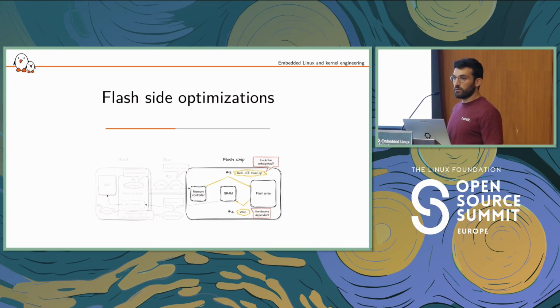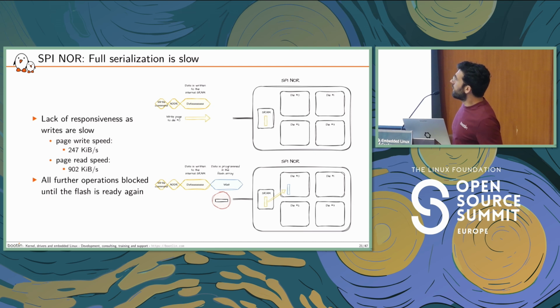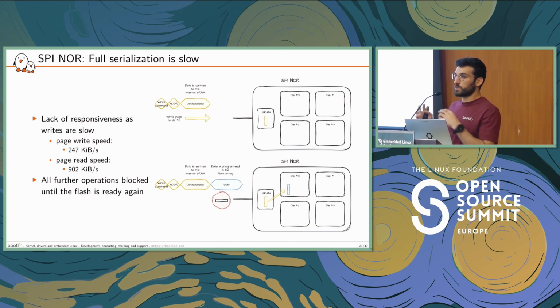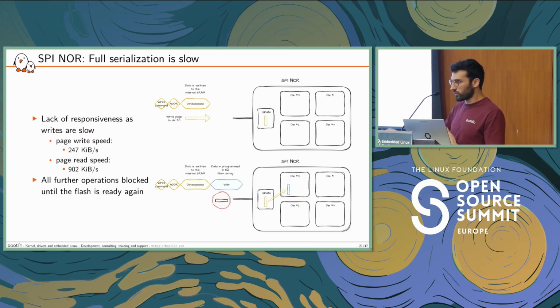On the other side of the spectrum, we have the bus. We have the flash chip. So, talking again about SPI NORs, SPI NORs are rather slow, especially on the write side. Which means if you start a write operation and then trigger a read, the read will be delayed a lot. And this, when the SPI NOR contains your root file system, may be a problem.